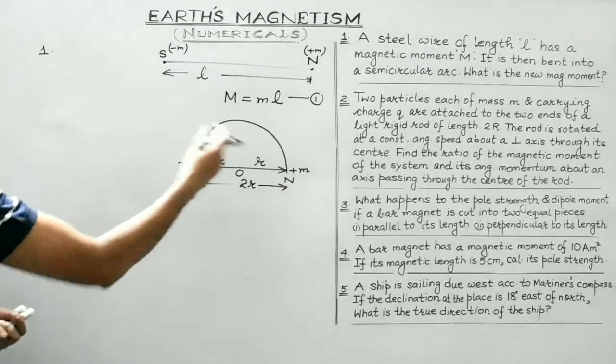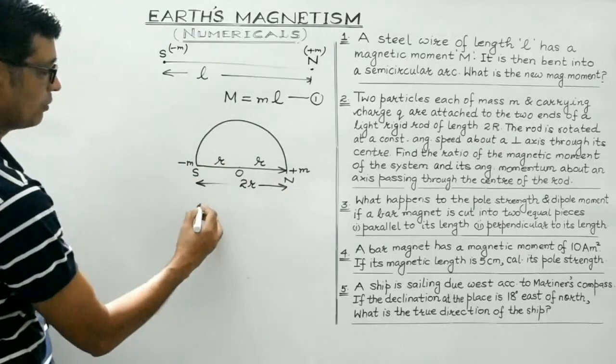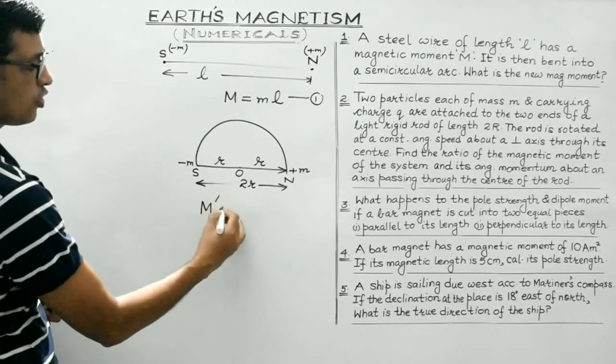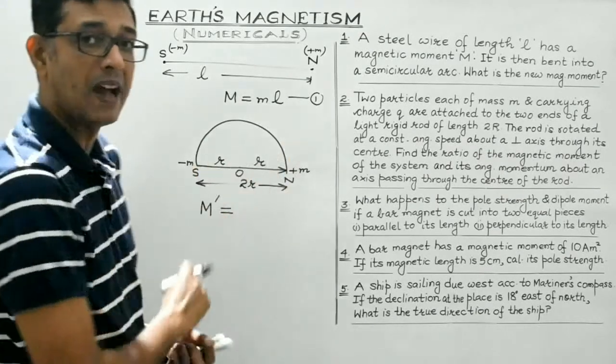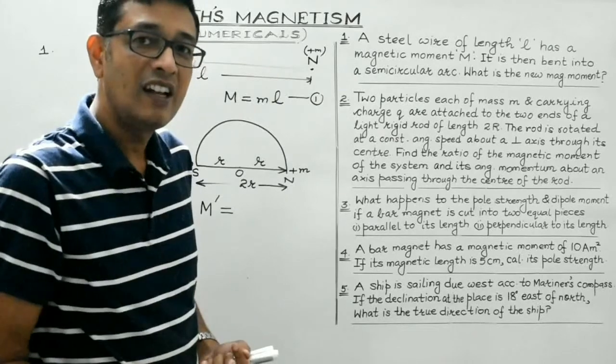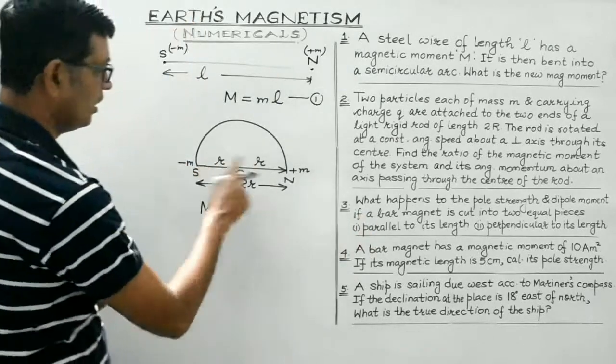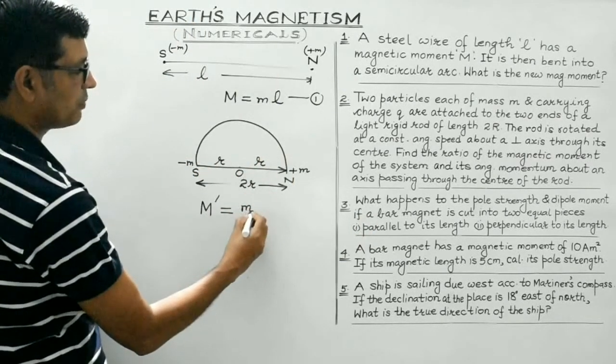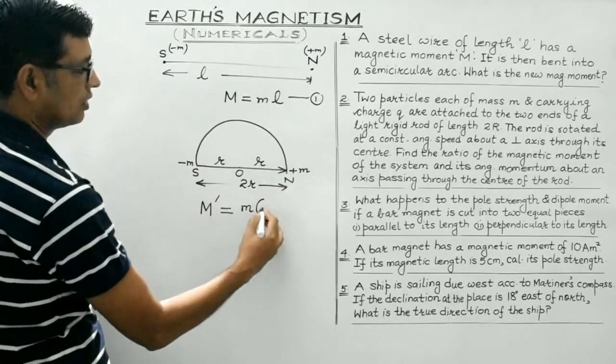So here the new magnetic moment would be m dash. It would be equal to the product of the magnitude of either of the pole strengths and the distance between them. So pole strength is m, its magnitude, and the distance between them is 2r.